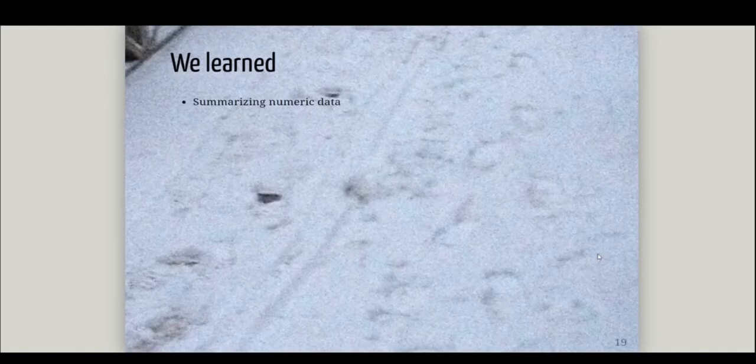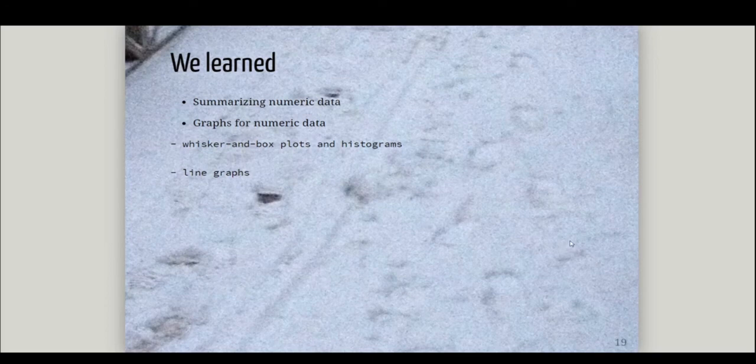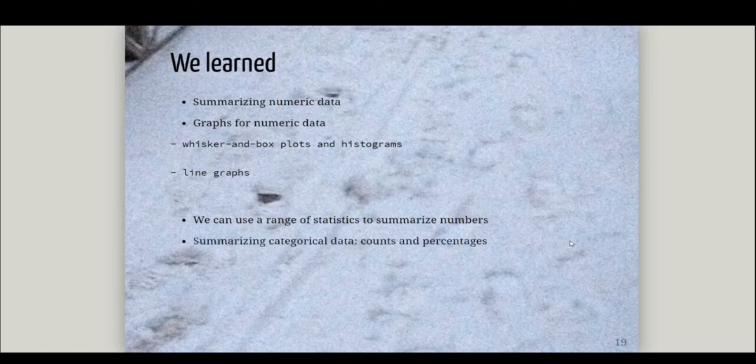So we learned today about how to summarize our data. We can do this with numeric data using graphs, which are called whisker and box plots, histograms and line graphs. We got the opportunity to do a range of statistics and summary numbers. For summarizing categorical data, we use counts and percentages, and we can graph as well with bar charts and two-way tables. So this is it.